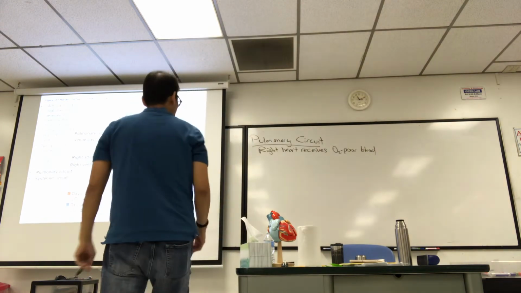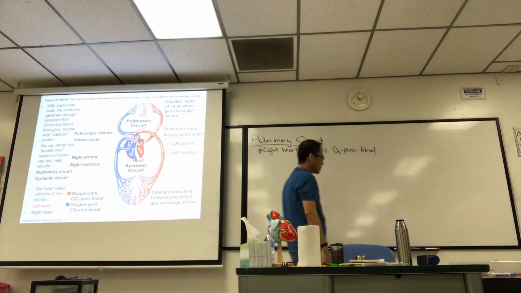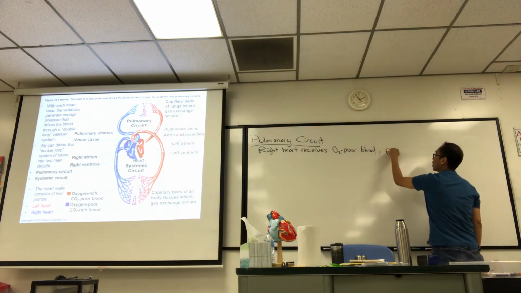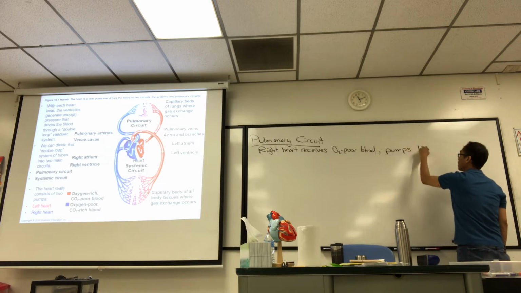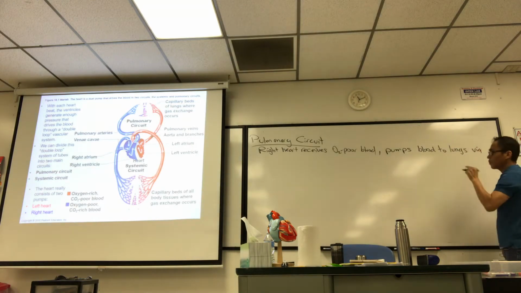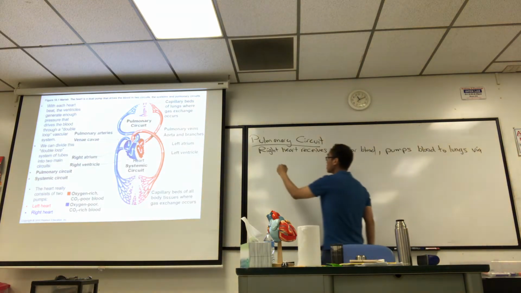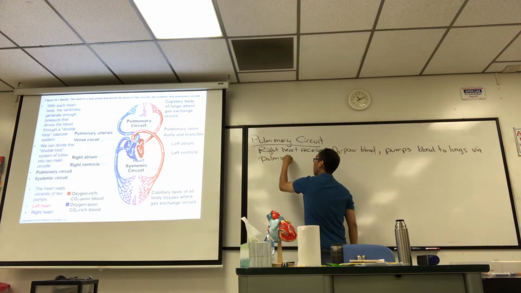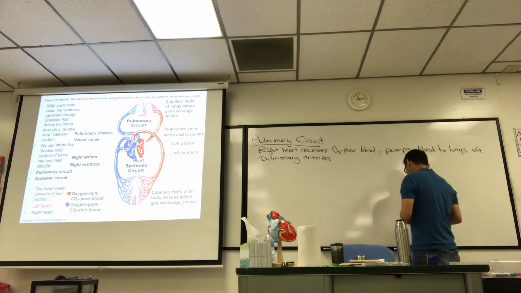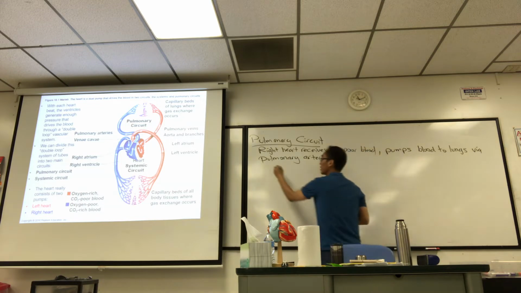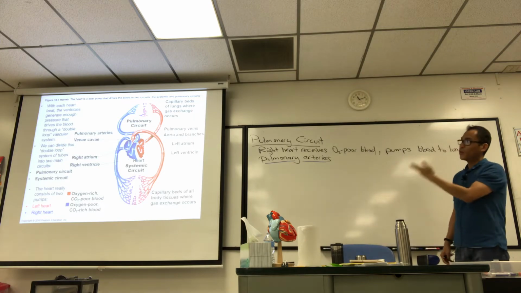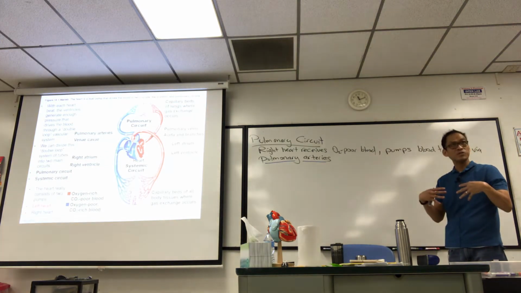So if blood is O2 poor, you want it to get oxygenated. It's the job of the right heart to pump it to the lungs. Pumps blood to lungs via pulmonary arteries. They're blue, symbolizing they carry deoxygenated blood. Arteries always take blood away from the heart. So you force this deoxygenated blood through the pulmonary capillaries to pick up oxygen.